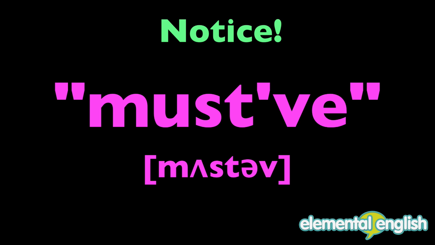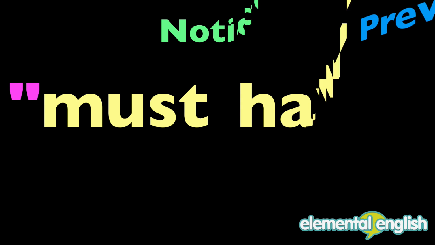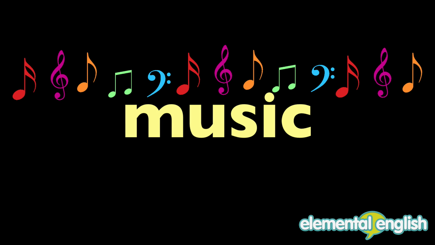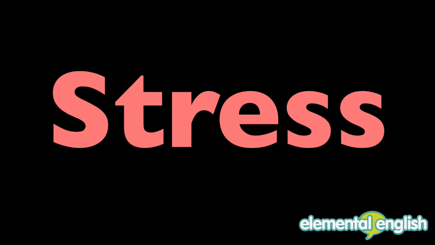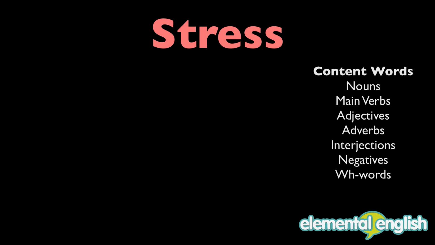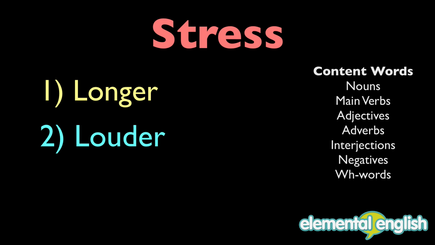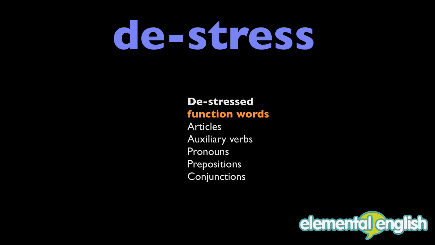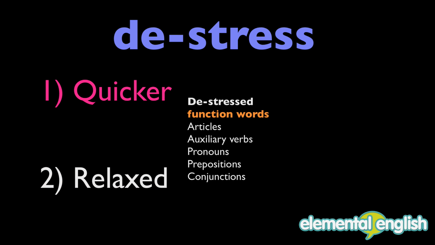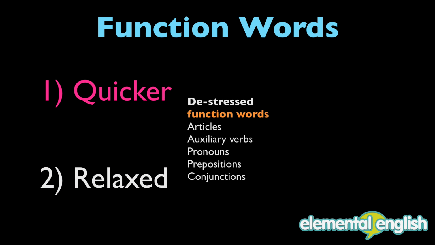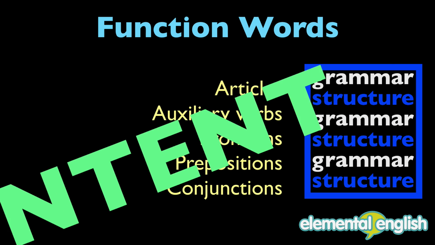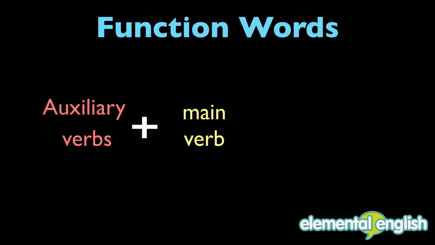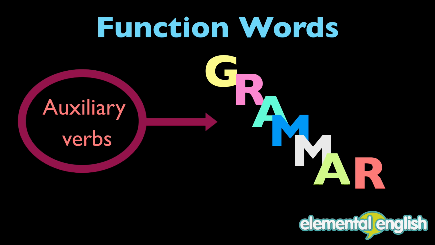Notice that I said must've instead of must have. As the previous lessons on contracted verbs have already shown you, the music of English comes from the way native English speakers stress their content words, meaning they say them longer, louder, and higher in pitch, as well as de-stress their function words, meaning they say them quicker and more relaxed.